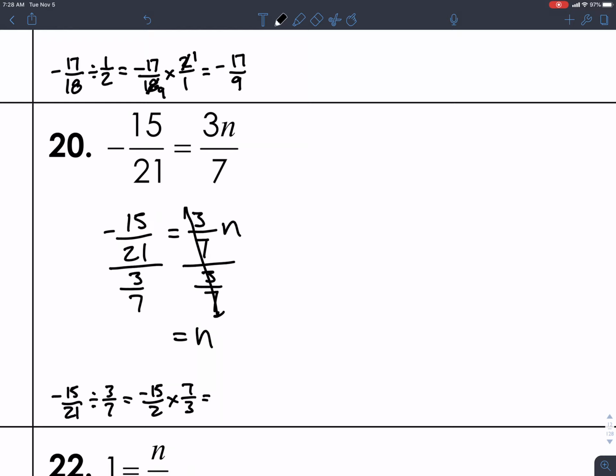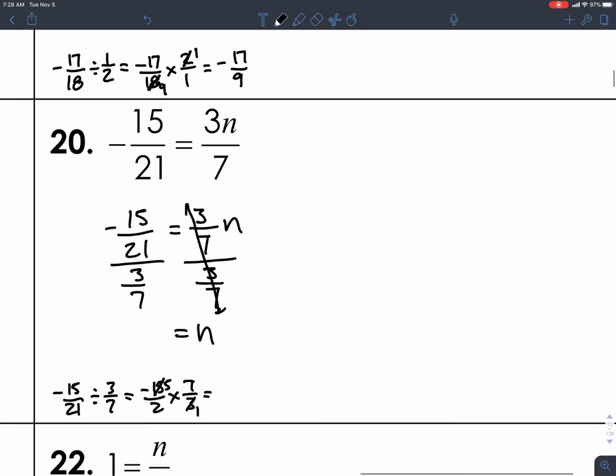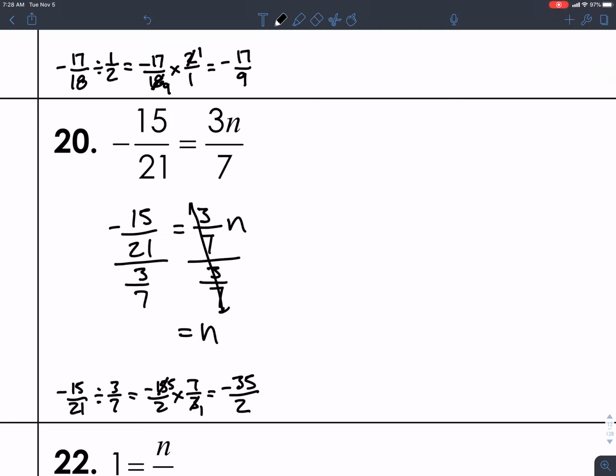So 15, well, let's see if we can do some reduction. Cool. 15 over 2 I can't reduce. 7 over 3 I can't reduce. 2 and 7 can't reduce. 15 and 3, cool. 3 goes into 3 one time, 3 goes into 15 5 times. So now we got something a little simpler to deal with. Negative 5 times 7, now we just multiply straight across. That's a negative 5 times 7, gives me negative 35. 2 times 1 is 2. Okay, so now we know we have negative 35 halves.